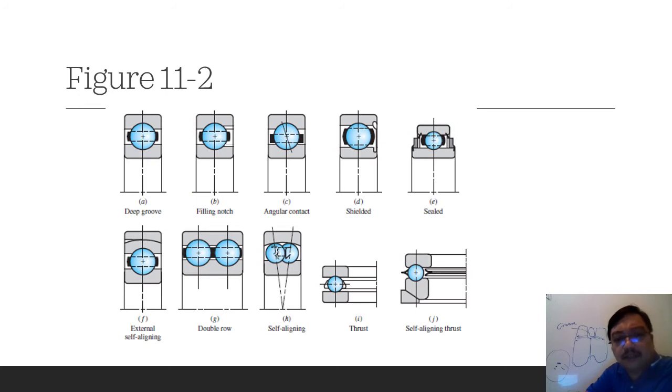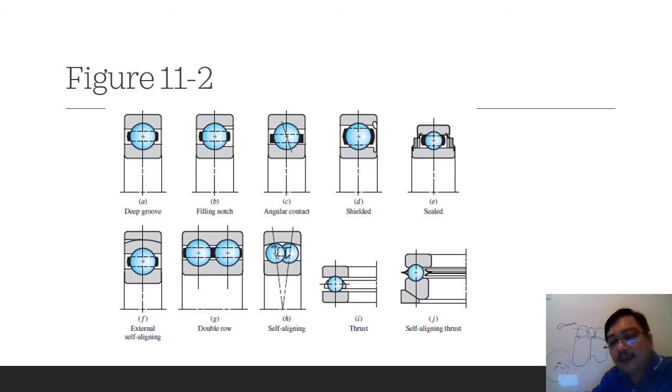You can see this is figure 11.2. This is the type of bearing: groove, deep groove, filling notch, angular contact, shielded, sealed, self-aligning thrust, self-aligning, double row, externals with aligning. These are among the types of bearing that we will discuss in this chapter. The basic one that we want to take as a case study is the deep groove bearing and also the double row bearing. If you understand this, you will understand others. The basic theory on bearings is taken especially from the deep groove bearing.